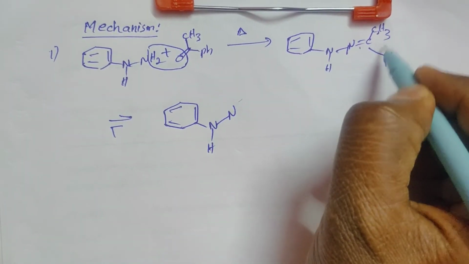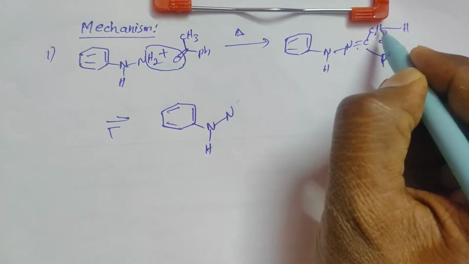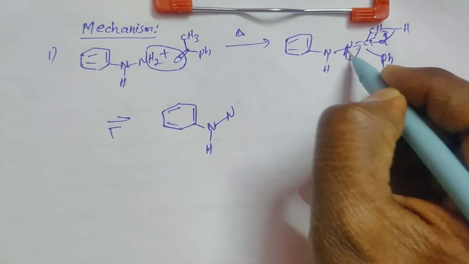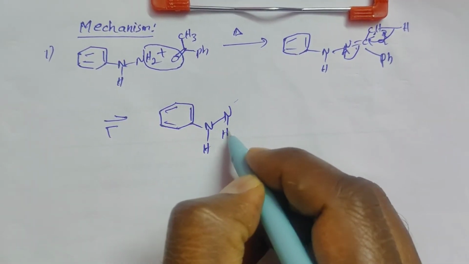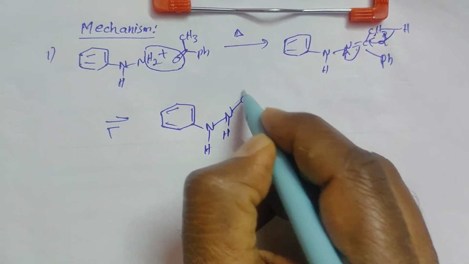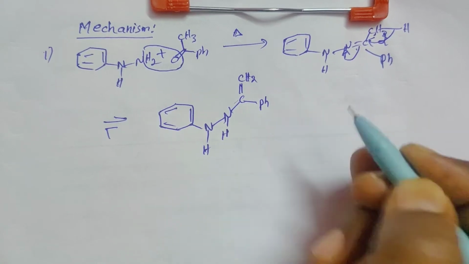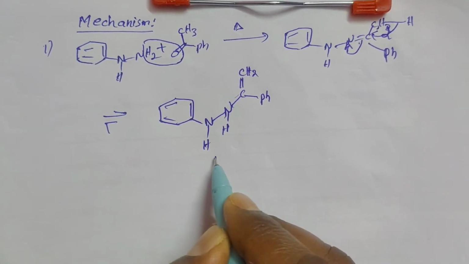So during the tautomerism, what happens? The CH hydrogen bond breaks here and it changes into a double bond, and this electron pair shifts onto this nitrogen. As a result, this nitrogen becomes the NH group, and we get a double bond between these two carbons. Okay, so consider this as product 1.